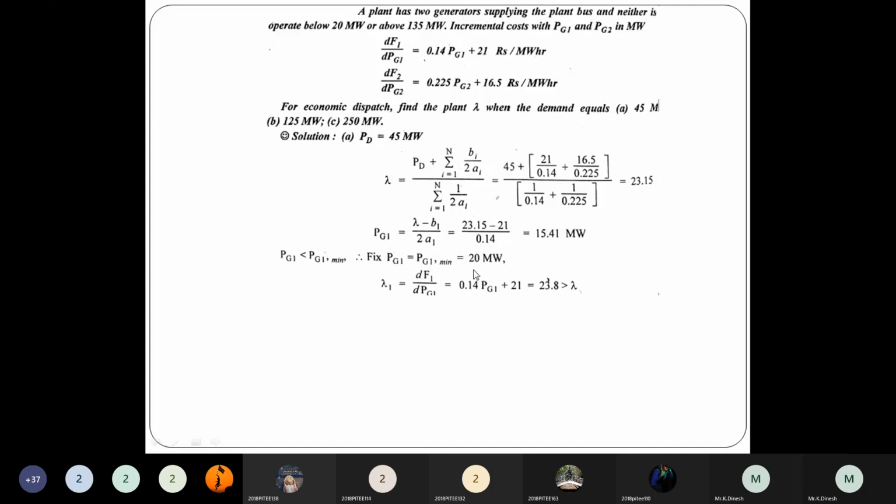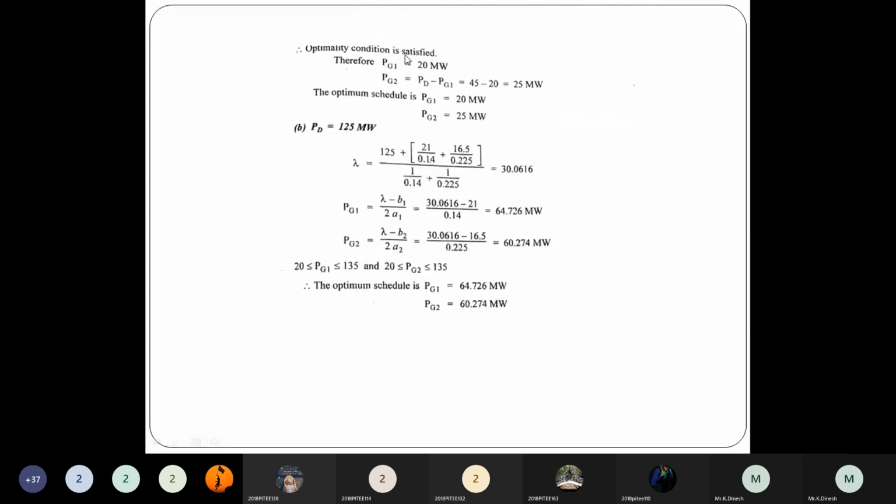So fixing 20, I have to find out the new lambda from dF1 by dPG1: 0.14 PG1 plus 21, which gives 23.8, greater than lambda. So this new lambda I can take as equation. The optimality condition is satisfied, and PG1 will be 20 megawatts. So my demand should be 45, G1 is 20, and the remaining 25 megawatt. So the optimum schedule should be PG1 equal to 20 and PG2 equal to 25.